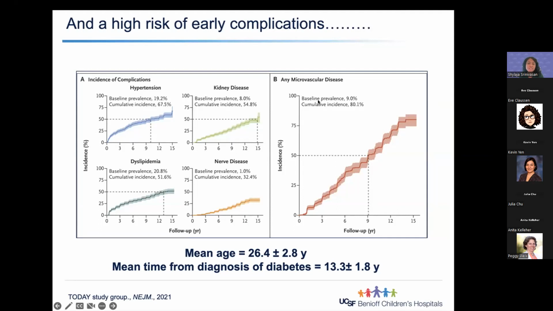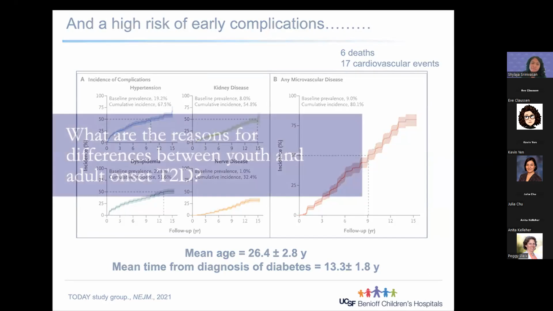When they looked at just any microvascular disease, so this would be retinal, kidney, or nerve disease, at baseline, the prevalence was 9%, but the cumulative incidence over the course of the study increased to 80%. The goal of diabetes care is to prevent microvascular and macrovascular disease. And so when you look at macrovascular disease in the cohort, there were 17 cardiovascular events, and there were overall 6 deaths in this very young cohort of adolescents and young adults. So definitely a very aggressive form of the disease.